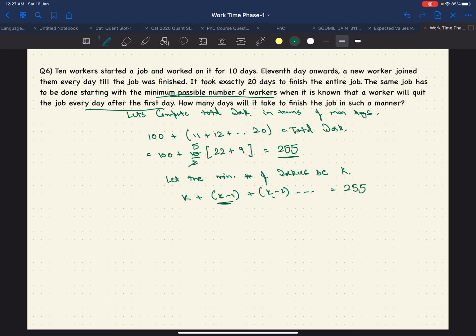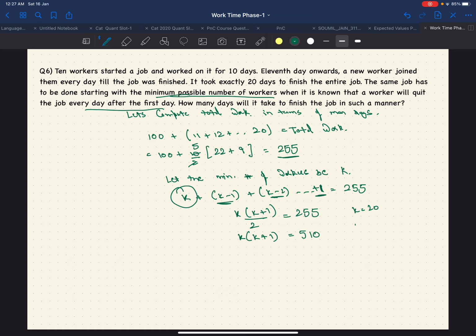Why are we doing k minus 1? Because one worker is leaving each day. Now to minimize this value of k, we actually consider the sum till 1, so that we are taking the worst possible case when only one worker is left on the last day. Now sum of 1 plus 2 plus till k is nothing but k into k plus 1 upon 2, equal to 255. Therefore, k into k plus 1 is 510.